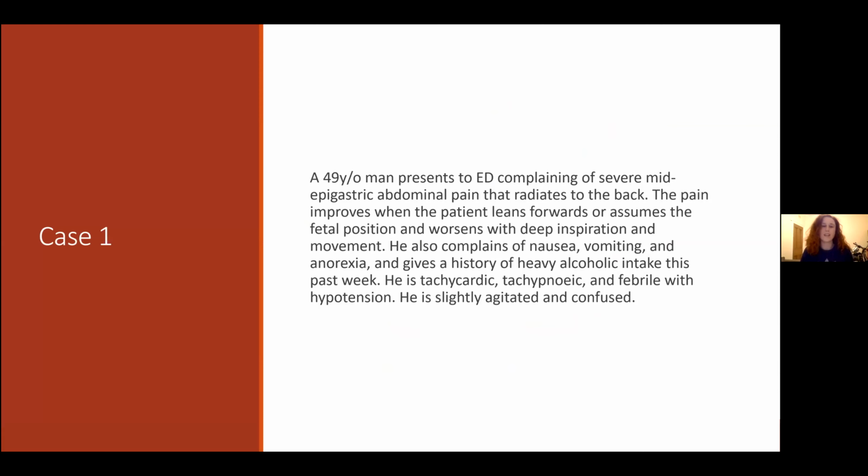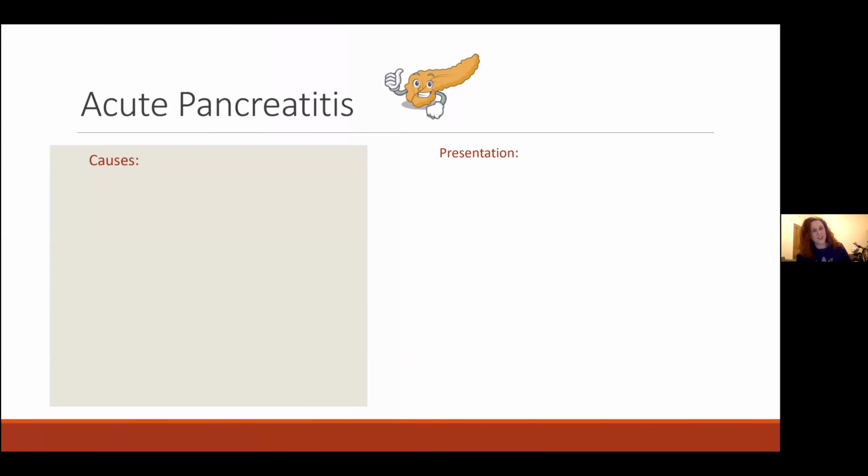So the first case is a 49-year-old man who presents to ED complaining of severe mid-epigastric abdominal pain that radiates to the back. The pain improves when the patient leans forward or assumes the fetal position, and it's worse on deep inspiration and movement. He complains of nausea, vomiting, and anorexia, and gives a history of alcohol intake. He is tachycardic, tachypneic, and febrile with hypotension. He is slightly agitated and confused. So, does anyone have any ideas what this could be? Pancreatitis. Yeah, really good.